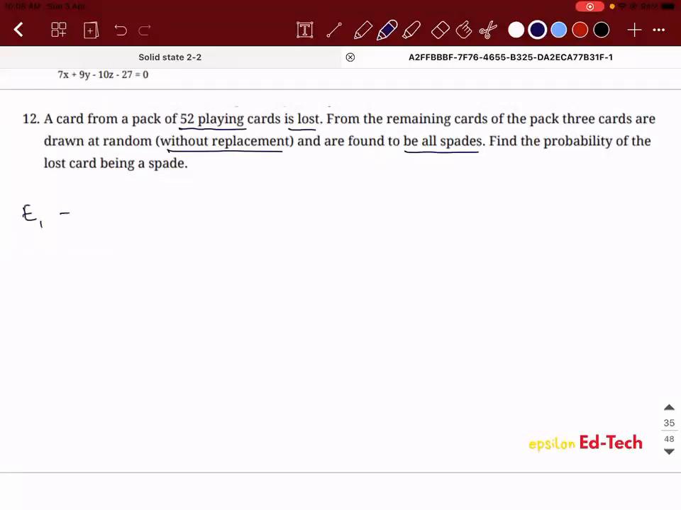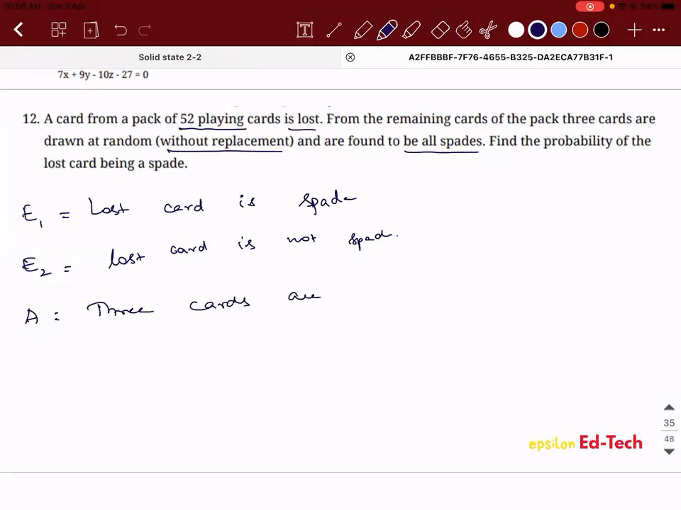So let's take the first event according to the condition they have given. E1: lost card is a spade. Similarly, I will take another event E2: the lost card is not a spade. Then we will define an event A, which is like 3 cards drawn at random are spades.